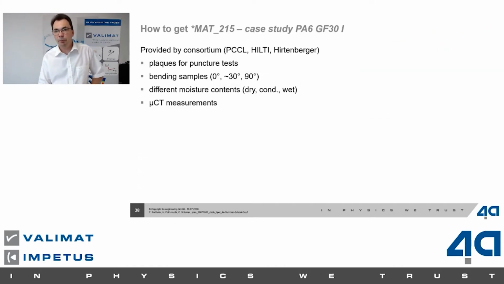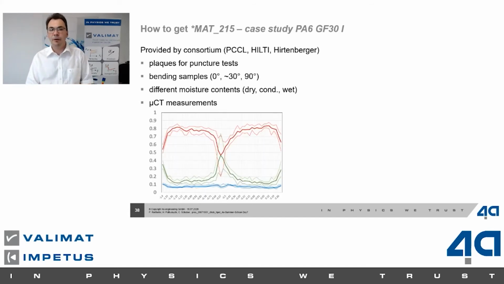So here we have an example. In this example, it's a polyamide, glass fiber reinforced 30%, and this E is for impact modified. So we have something in it we don't know. What we have is we got some plaques provided from a research consortium, and we did some bending tests under different moisture conditions, so dry, conditioned, and wet. And we also got provided these micro-CT measurements, so you know the fiber orientation over the thickness. That's the plate thickness.